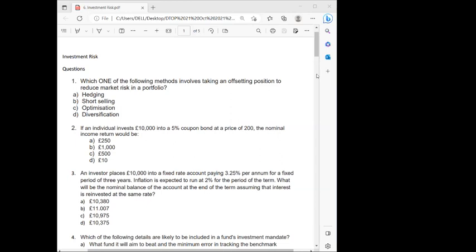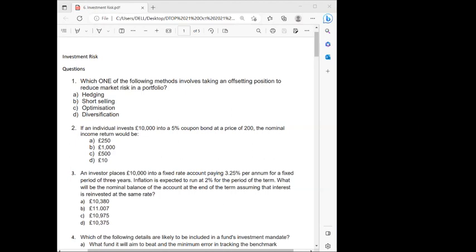So when you pay interest or coupon, it is on the nominal value, not the market value. That means this 5% will be applied on 100. So altogether 5,000 into 5% is 250. The question is the nominal income return, so the nominal income return is £250. The question is about how much is the return. So the correct answer is A.